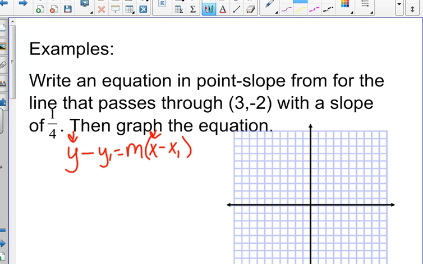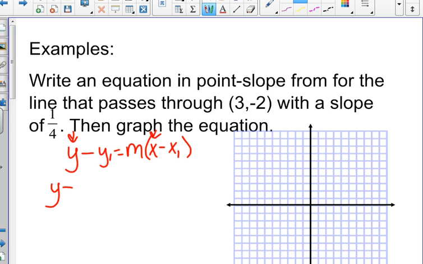Write an equation in point-slope form for the line that passes through the point 3, -2 with a slope of 1/4. Then graph the equation. All right, well, it's simple. You plug in the numbers. The ones that I have an arrow on, those are going to be letters. So you leave it as a letter.